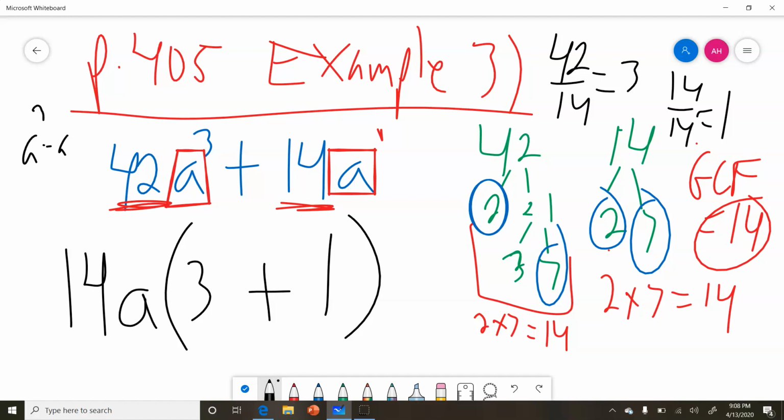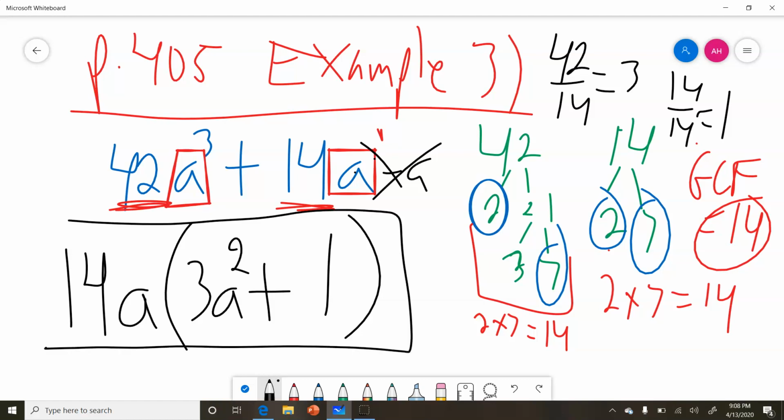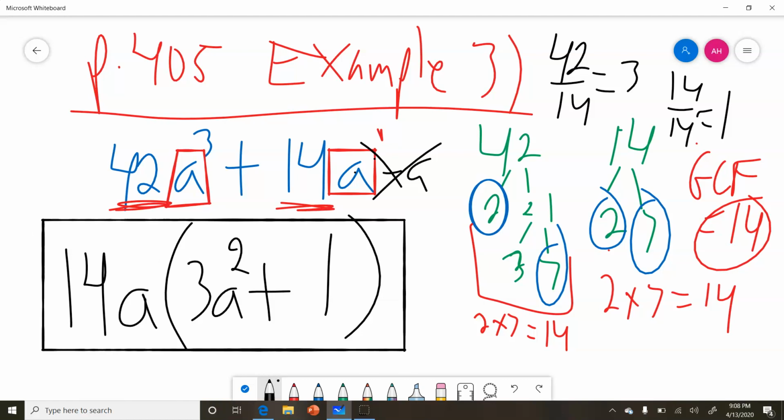I'm actually doing, sorry. Don't pay attention to that. That'll just confuse you. I'm taking 1 away out of 3, and I'm left with 2, so I have a squared. And I took 1 away from this guy, a minus a here, boom, he's gone. And so I'm left with that answer right here, 14a times 3a squared plus 1, all in parentheses, okay?